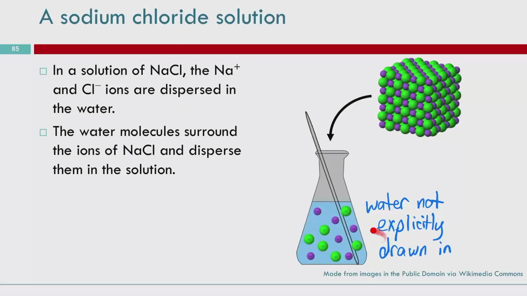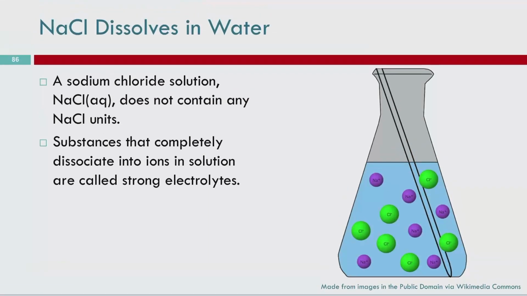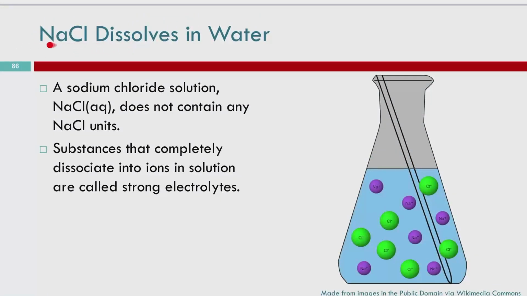Okay, so it's just implied that we have water in the solution. Sodium chloride dissolves, so when you add sodium chloride to water, it dissolves into sodium ions and chloride ions. There are no NaCl units. No NaCl units in the water. When it dissolves, it gets completely pulled apart. It's a different thing when it's in solution versus when it's out of solution as a solid sodium chloride.